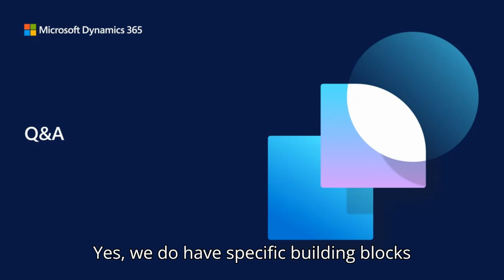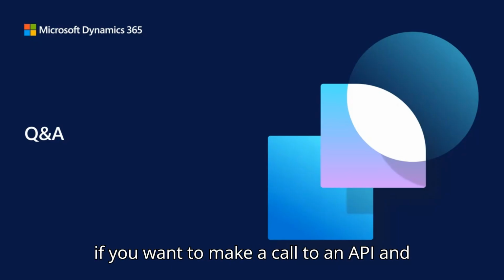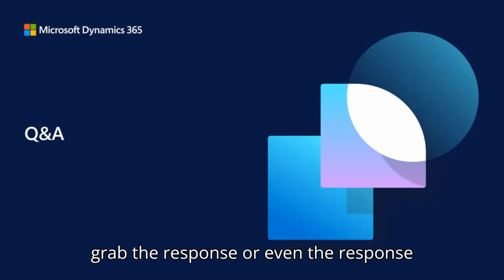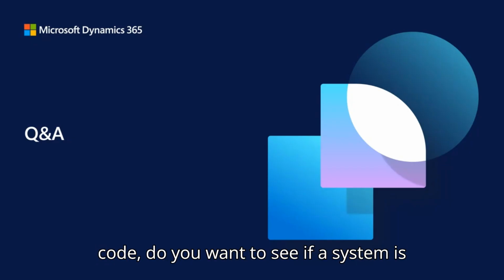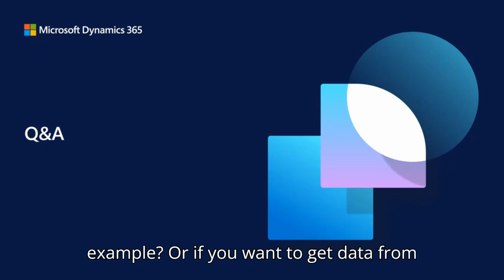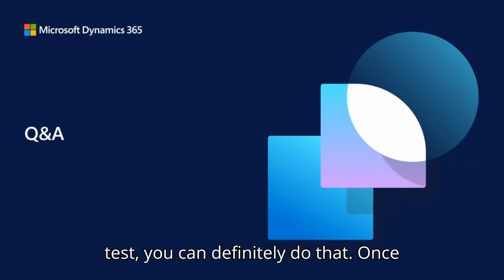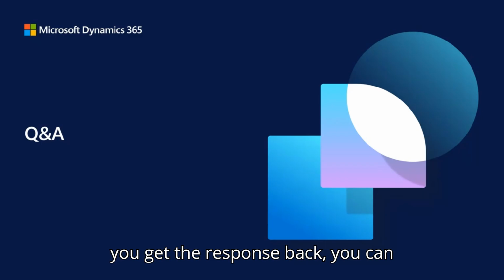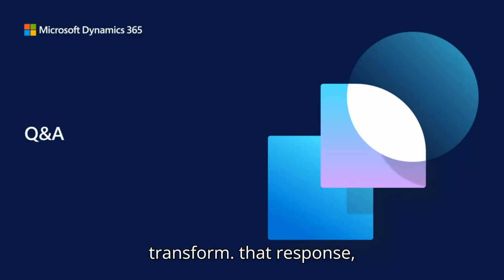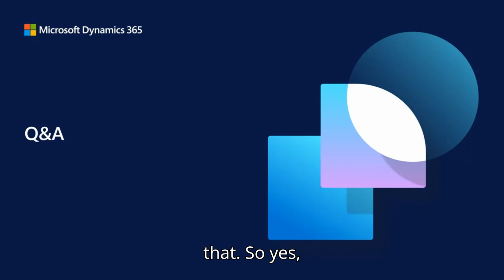Yes, we do have specific building blocks to enable you to do that. So, for example, if you want to make a call to an API, grab the response or even the response code. Do you want to see if a system is up? Do you get a code 200, for example? Or if you want to get data from that API as part of an end-to-end test, you can definitely do that. Once you get the response back, you can transform that response, grab the values that you need to validate that. So yes, it is absolutely supported.